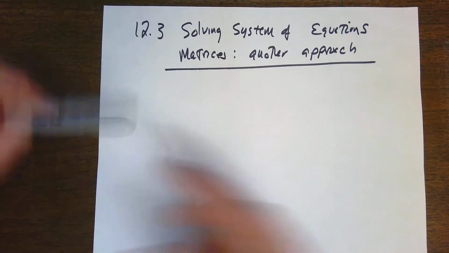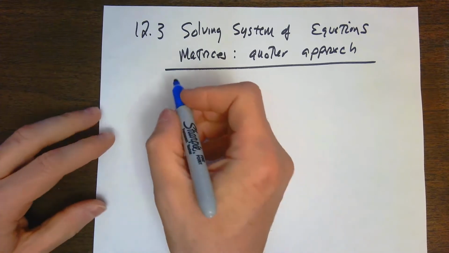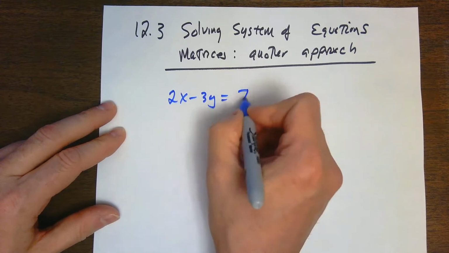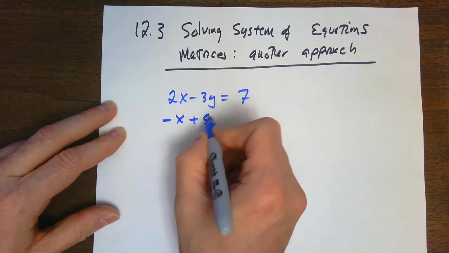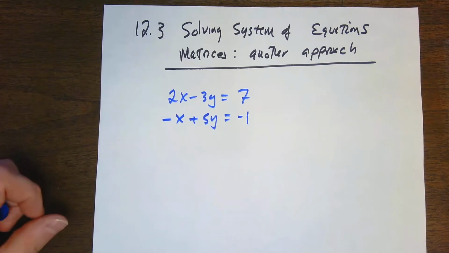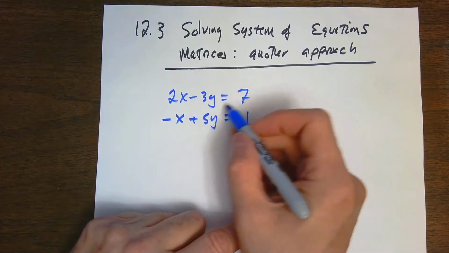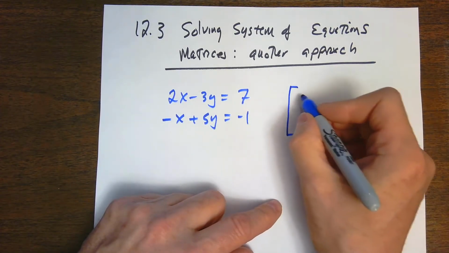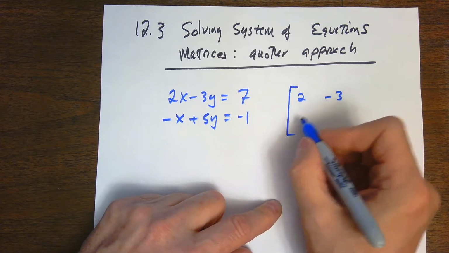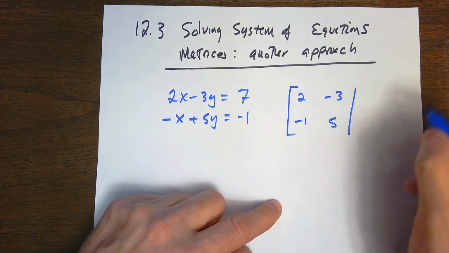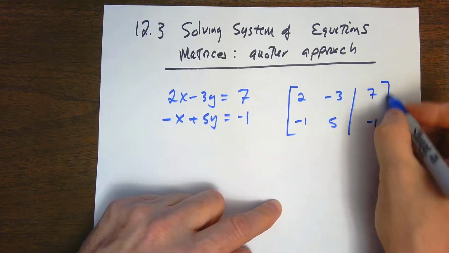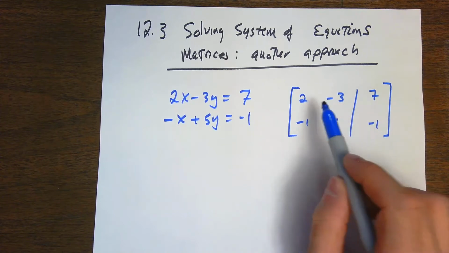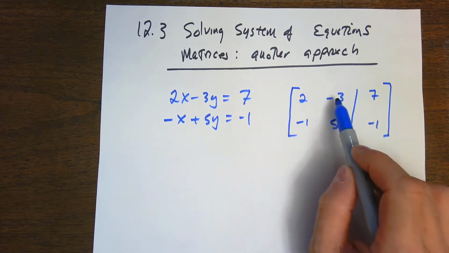Before I start, I just want to review that if I have a system of equations, something like 2x minus 3y equals 7, and negative x plus 5y equals negative 1, this is a system of two equations with two variables. I can rewrite that as an augmented matrix using the coefficients of x's and y's augmented with the constants. And then, of course, 12.2 was all about using row operations to make that a 1, that a 0, that a 1, and that a 0.